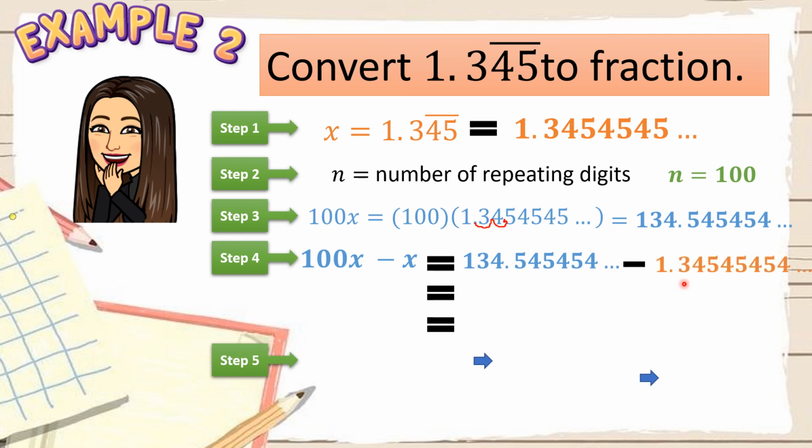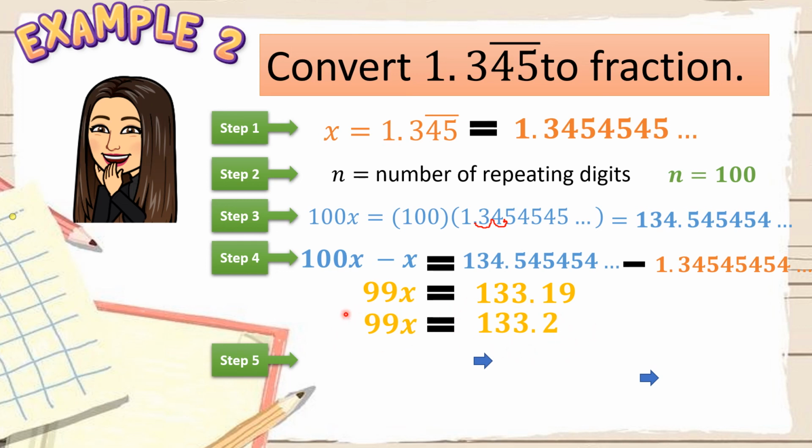So we have here 1.3454545 and so on. Again, we are doing this step number 4 to eliminate, para po mawala yung ating repeating decimal. So if we subtract, we will now have here 133.19. So rounded off, that will now be equal to 133.2. Okay, so that is on the right side of our equation.